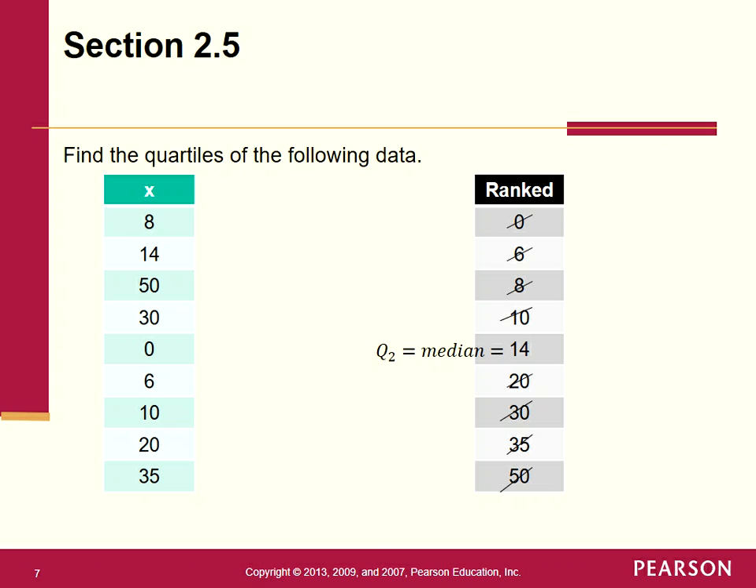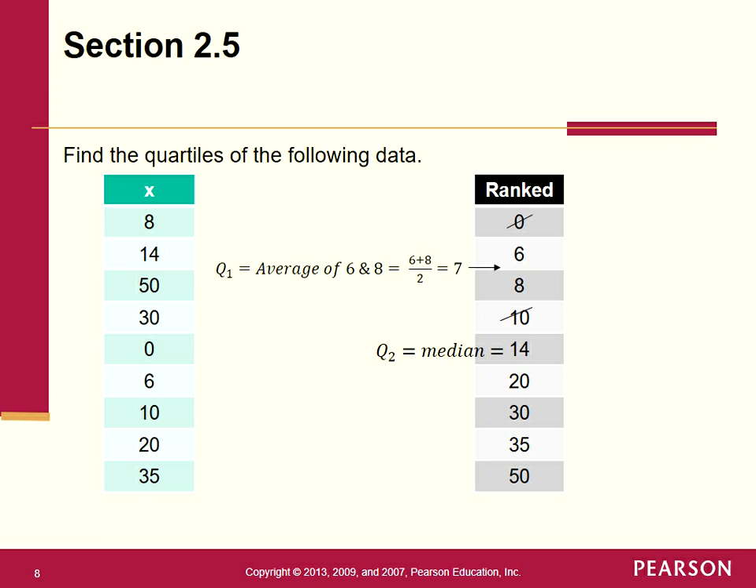Okay, and then we would go ahead and take a look at the data before Q2, the median. That would be from 0 to 10, and we would just find the median of that much smaller data set, that subset, if you will. We would do exactly the same for the data from 20 to 50. That would be Q3. So it looks like the median would be the average of 6 and 8, because we would cross out the 0 and the 10. We would be left with 6 and 8. We would average those two numbers and we get 7.